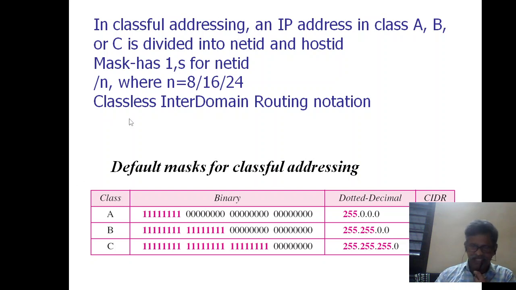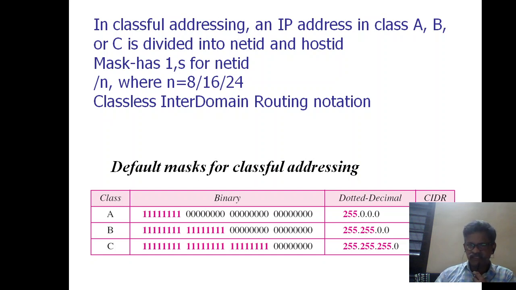Classless. We are gradually entering classless interdomain routing notation. However, in classful addressing also, class A has 8 bits of mask. Class B has 16 bits of mask. So for the net ID portion, everything you put 1. So 16 bits are there, 255.255. In class C, for the net ID portion, all the 3 bytes you put 1, 255.255.255, /24. So the leftmost 24 bits are 1. The mask has ones for the net ID. So it is /n, where n equals 8, 16 or 24 in classful addressing.